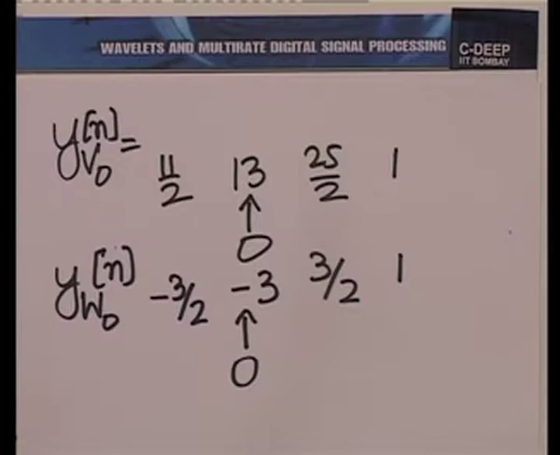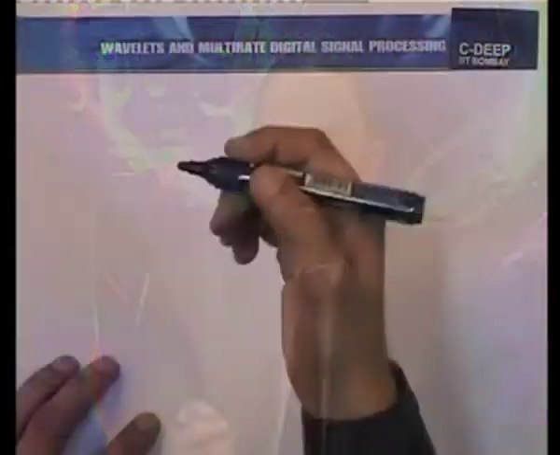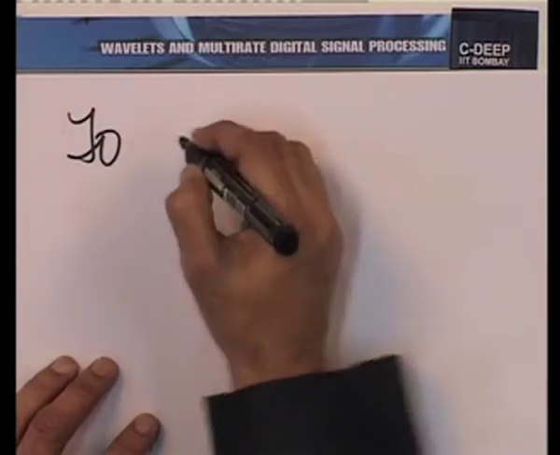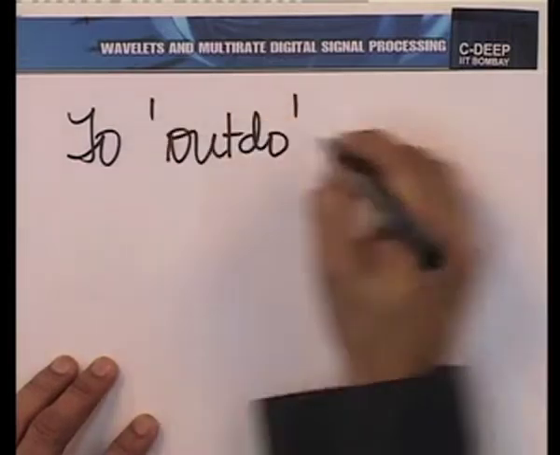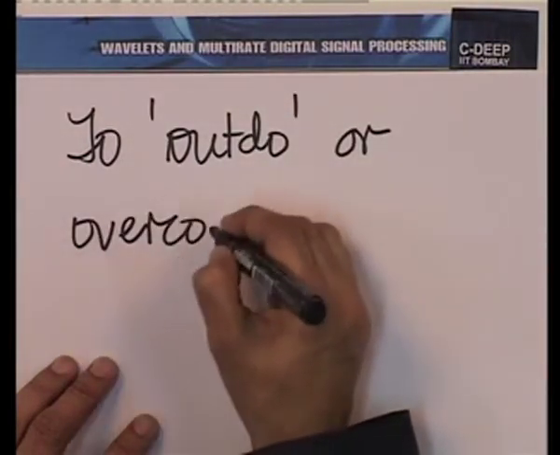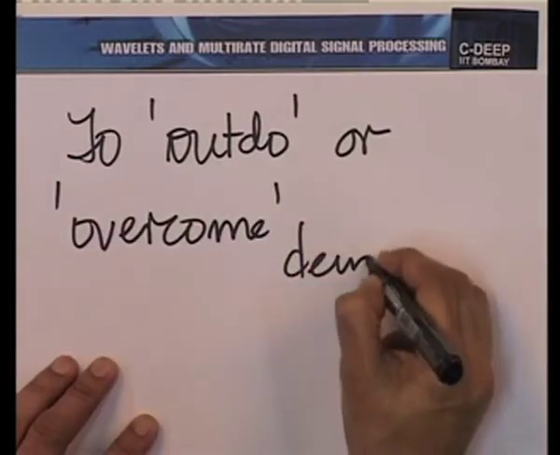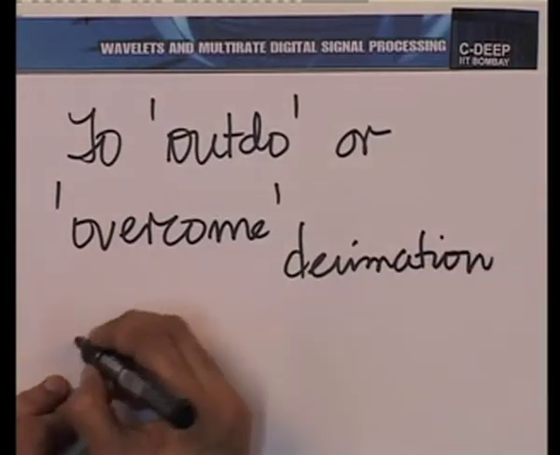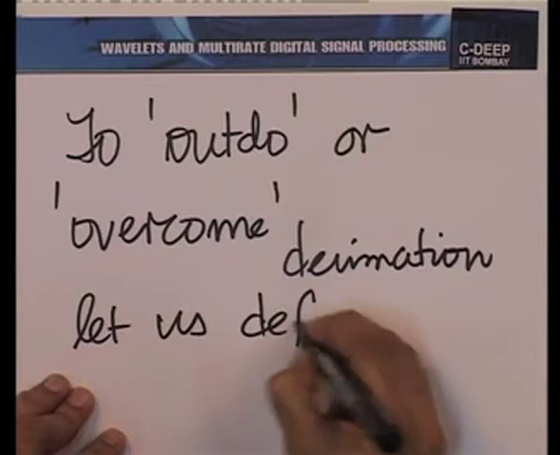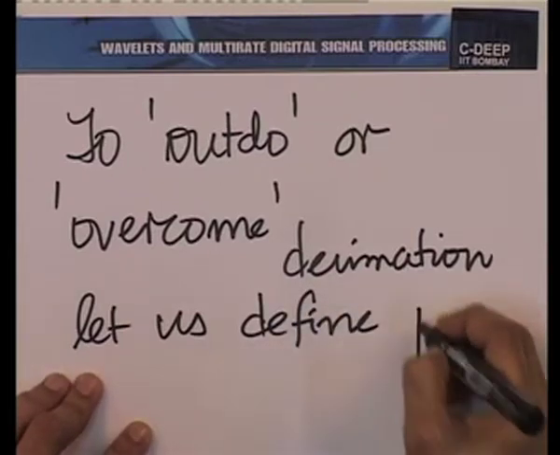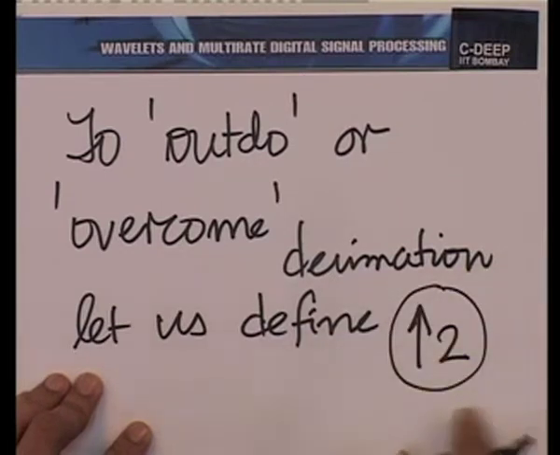So, let us first carry out what is called a process of interpolation or upsampling. So, now let us define, with the intent of outdoing the operator of decimation, an operator which we shall denote by up 2. Up essentially means upsample. And what does up 2 do? Well, up 2 essentially introduces a 0 between successive samples.